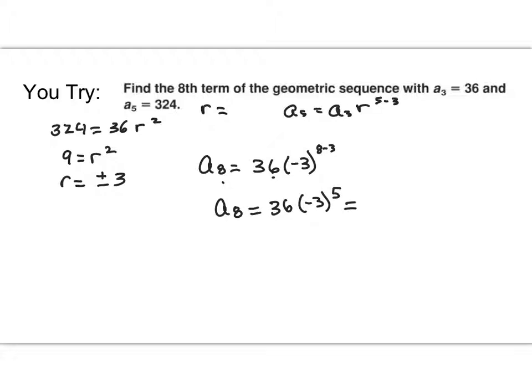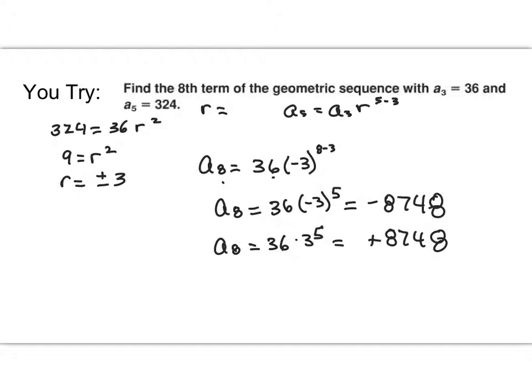And when I put that in my calculator, I get negative 8,748. So if I want to use the other solution now, it's just going to be times 3 to the 5th, which is positive 8,748. So this one actually has 2 solutions.